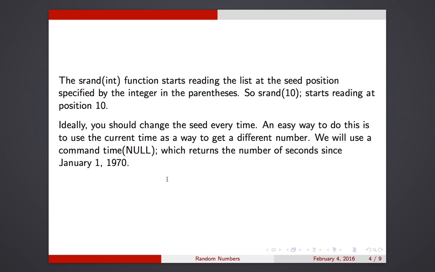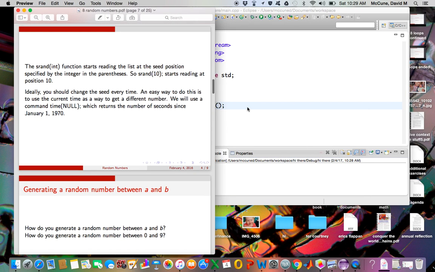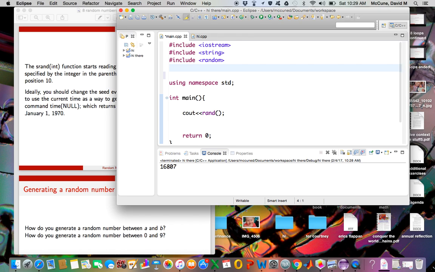Okay? Now, it's not important to know that. What is important to know is that if you're seeding based on that, every time you start the program, you'll be going to a different place inside the random number table because the number of seconds since this time has changed. So, in the actual code, to do the seeding by time, you need a new header file called ctime.